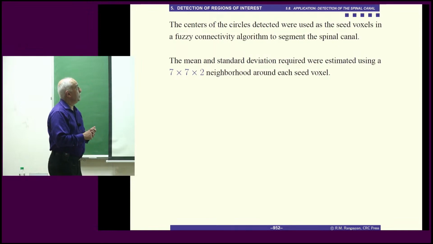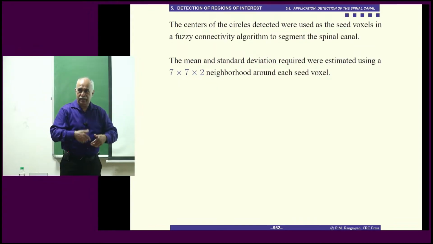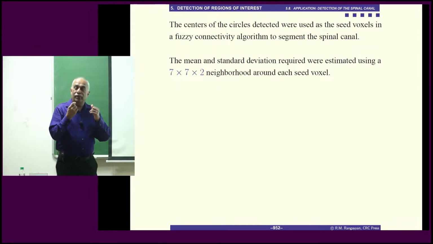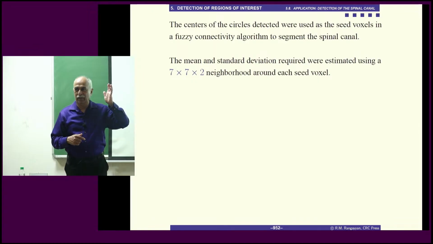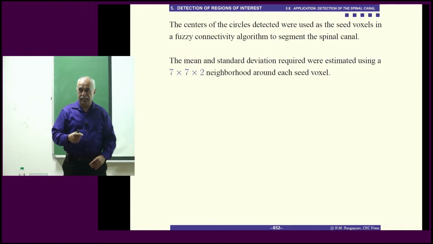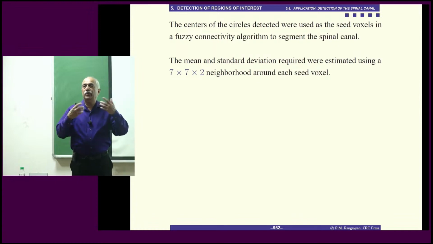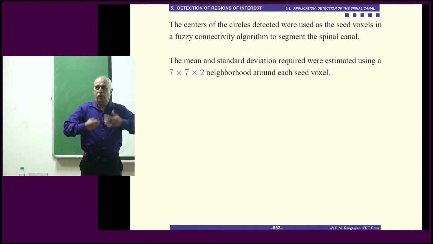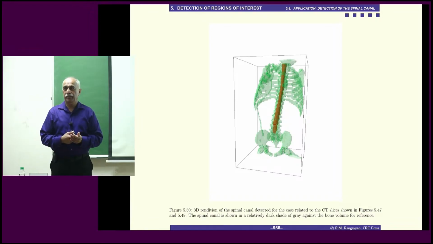The mean and standard deviation were estimated using, it says here, a 7 by 7 by 2 neighborhood for each of those slices. So then we got not only all the seed pixels or voxels, but also the mean and standard deviation of the spinal canal for that patient. Initially we had some reference from some other publication or from our database. Using this procedure we have a number of seed voxels and the statistics for that particular spinal canal. Then we do fuzzy region growing using all of them.